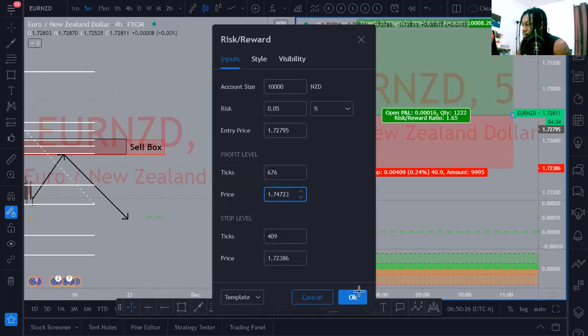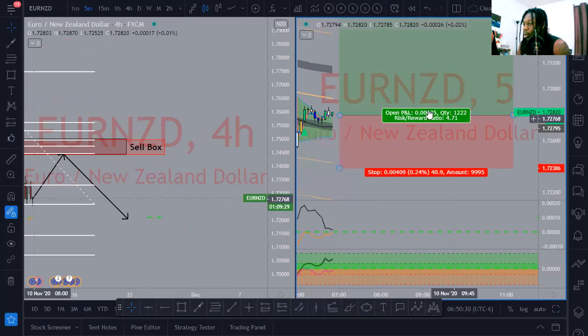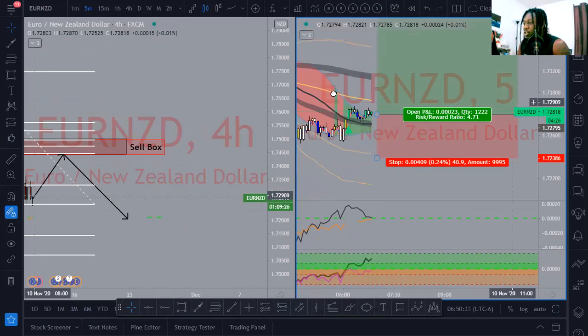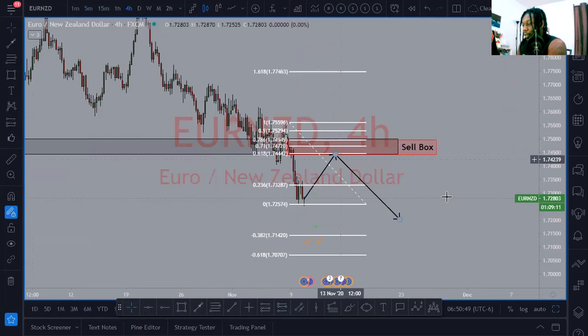Okay, that makes the trade a 1 to 4, 1 to 4.71, almost a 1 to 5. So I'm definitely going to be in this trade, using the 5-minute as an exit, and then I'll just look and see what happens throughout the day. But yeah, that's another very risky setup on Euro NZD, but I like it because I do want this retracement to the upside for another drop. All right.